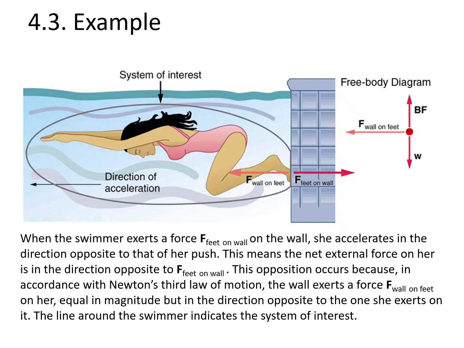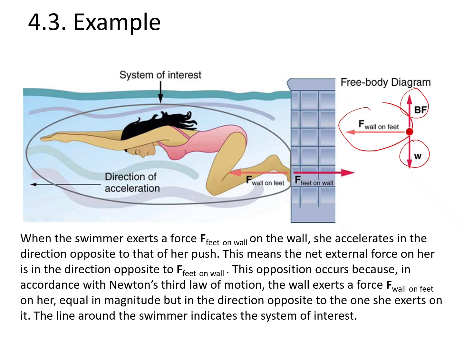If you look at the free body diagram, you can see the weight force is balanced by the buoyant force. So in the y direction, there's no net force, so there's no acceleration in the y direction. And in the x direction, the external force is coming from the wall on the feet of the swimmer. So that external force will accelerate the swimmer in the negative x direction if you say the right side is the positive x axis.